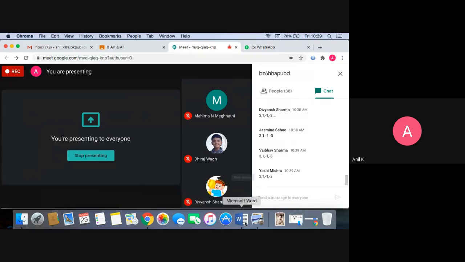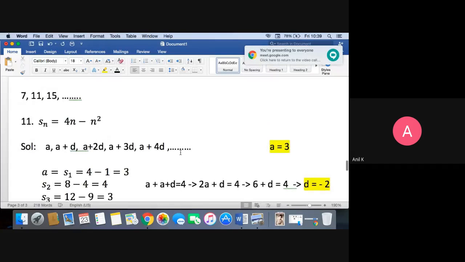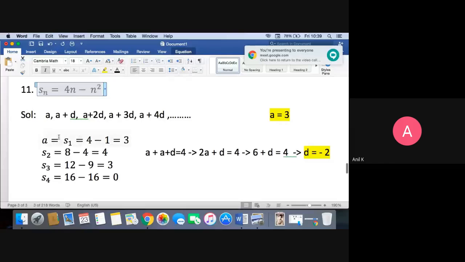Somebody asked to explain again. Here I use the Sn formula. Sn formula is 4n minus n square, that is what is given. Then I found S1, S2, S3, S4 just by replacing n value as 1, 2, 3, 4. 4n minus n square, if n is 1, 4 into 1 is 4, minus 1 square is 1. So 4 minus 1 is 3. So S1 is 3.